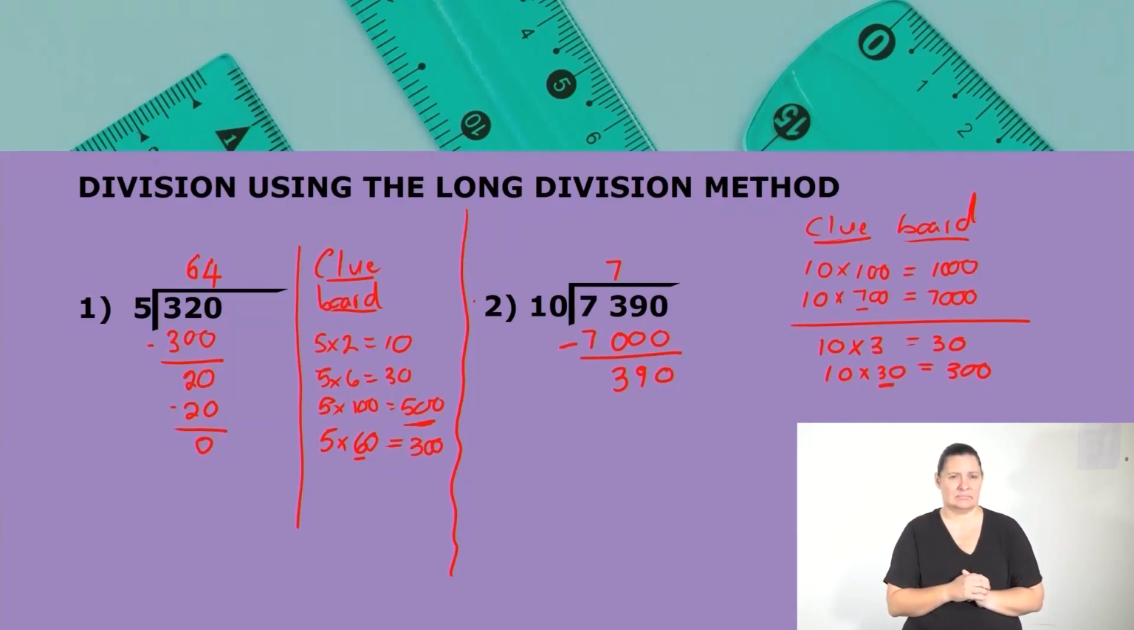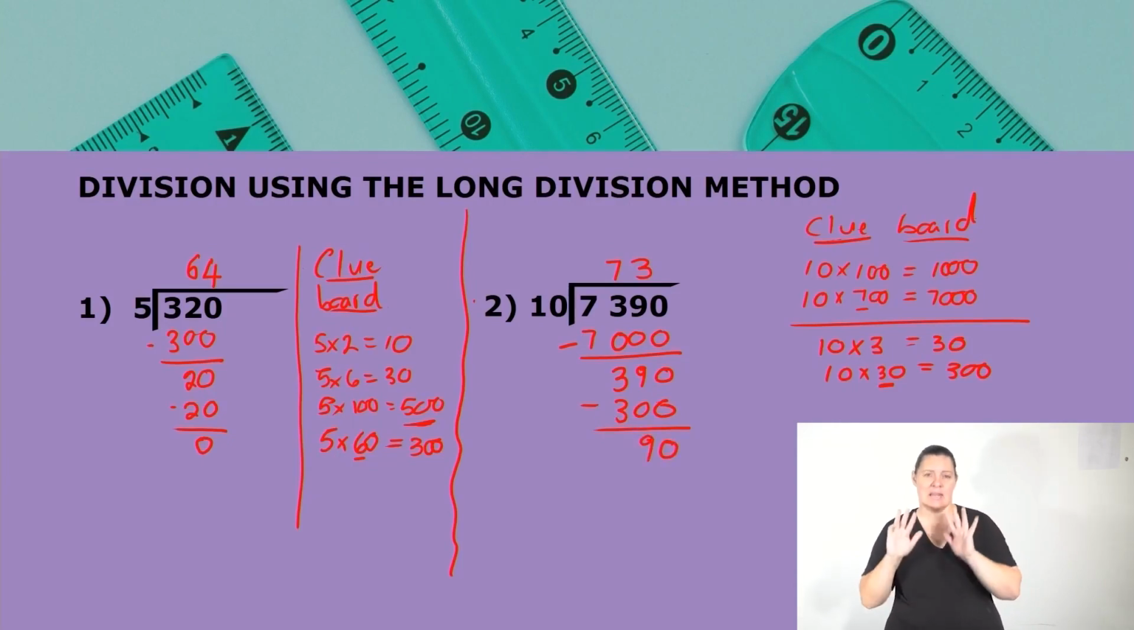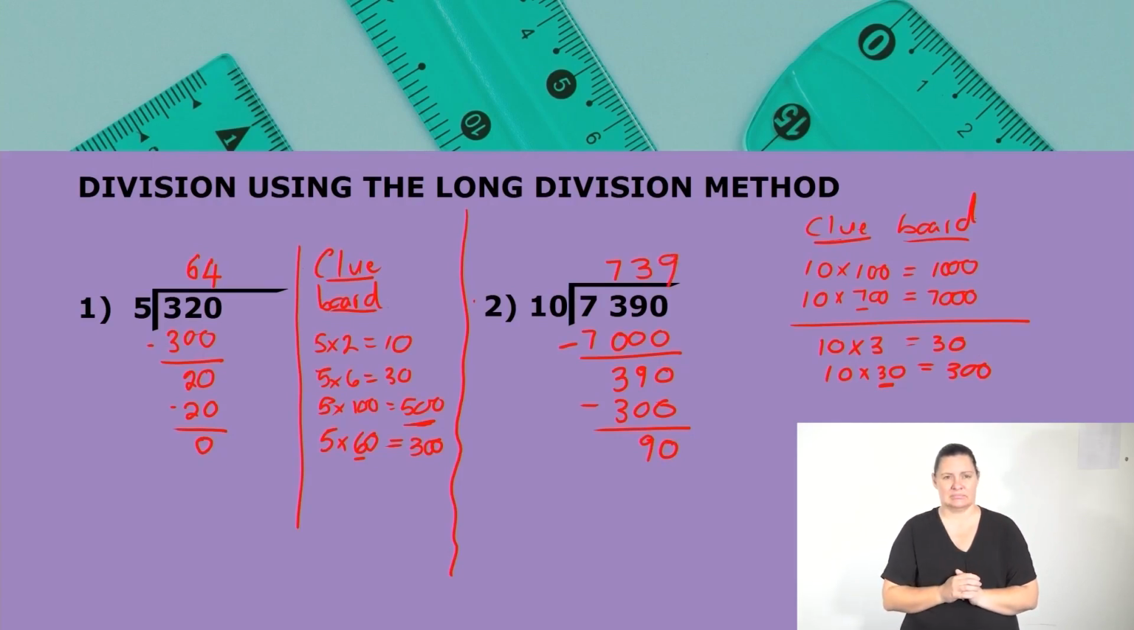We can use that. So because we multiplied by a 30, we are going to place the 3 in the tens column. So 30 multiplied by 10 is 300. We are going to subtract. 390 minus 300 gives us 90. And then how many groups of 10 can we take out of 90? That's an easy one. It is 9 groups of 10. 9 multiplied by 10 is 90. When we subtract 90 from 90, it gives us 0. That means that 7,390 divided by 10 is 739. I hope you understood that well.